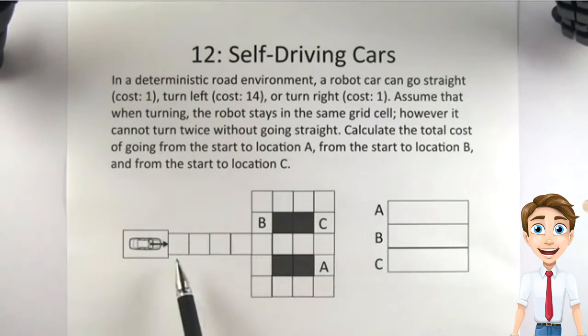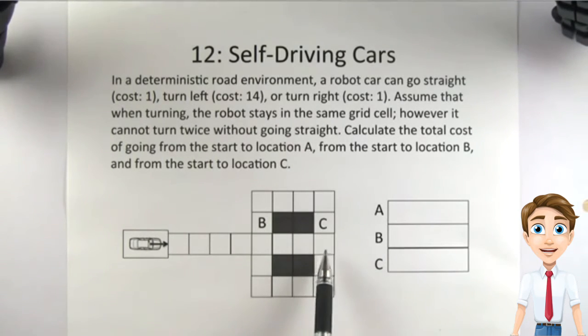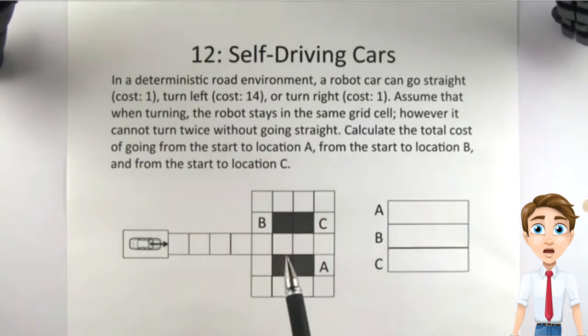But suppose you have a road environment that has a straight street over here. You can turn left, go straight, or turn right over here. And similarly, you can turn left or right over here. And we assume that moving from one grid cell to the next has a cost of 1, turning left has a cost of 14, and turning right has a cost of 1 as well.